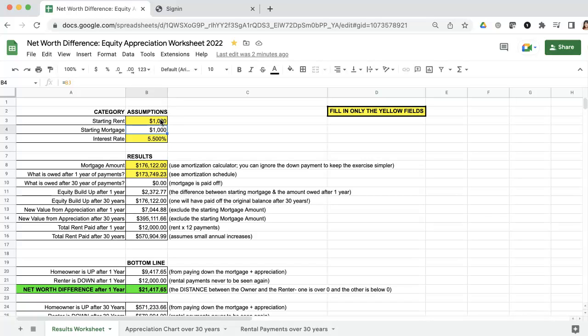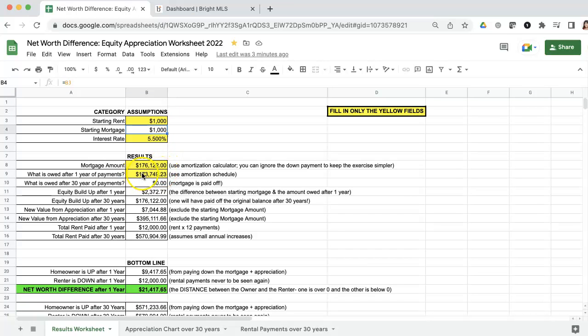So in this case, we're going to start out with $1,000 in rent, and the mortgage we'll just assume is the same. So it's in white. It's just the formula. It's just grabbing from the starting rent up there. And then you'll pick up an interest rate, and in this case, it just starts with 5.5. In order to figure out the mortgage amount, we'll have to translate this starting mortgage of $1,000 to a mortgage amount based on the 5.5%, and I will show you how to do that momentarily.